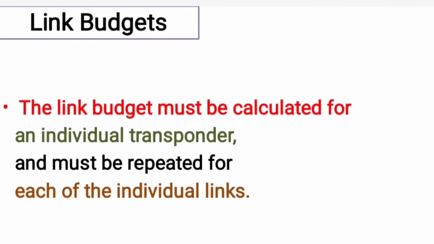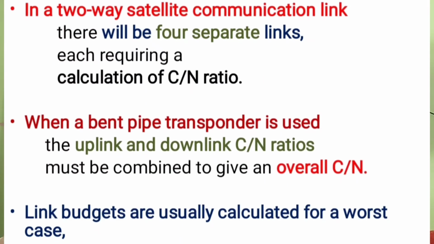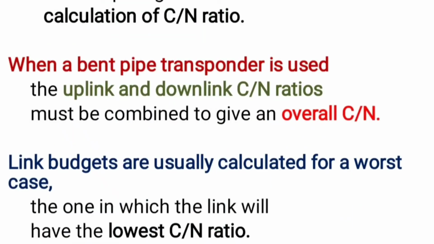The link budget must be calculated for an individual transponder and must be repeated for each of the individual links. In a two-way satellite communication link, there will be 4 separate links, each requiring a calculation of carrier to noise ratio. When a bent pipe transponder is used, the uplink and downlink carrier to noise ratios must be combined to give an overall carrier to noise ratio.